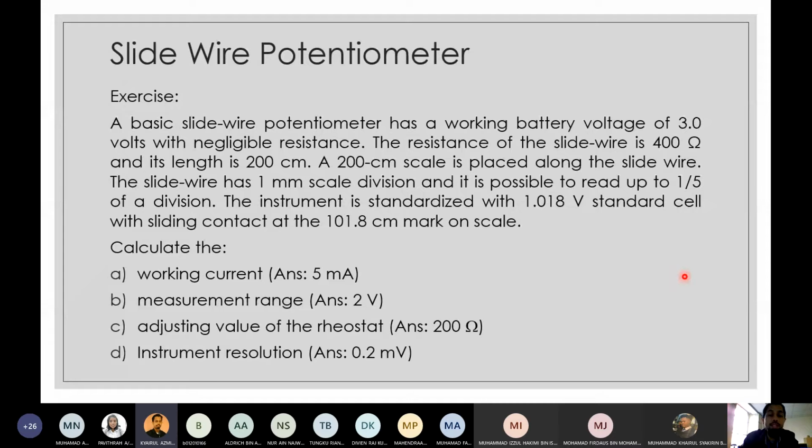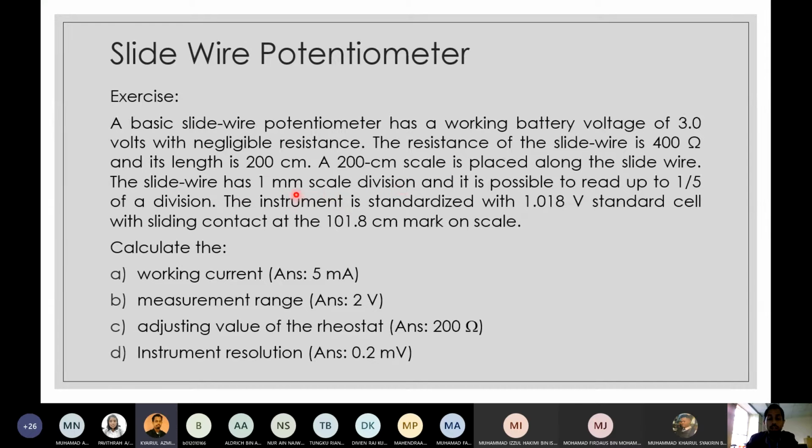Okay, now please try to do this. It's the same concept, but with different values. So now the length of this slide wire is 200 centimeter. And we also have a scale, 200 centimeter scale. Basically like a ruler. Macam satu pembaris. Kita letakkan along the slide wire. And the slide wire has a 1 millimeter scale division.